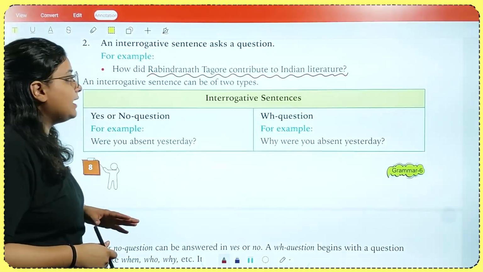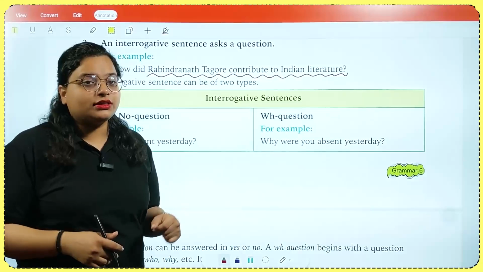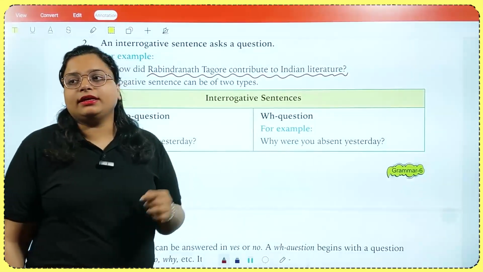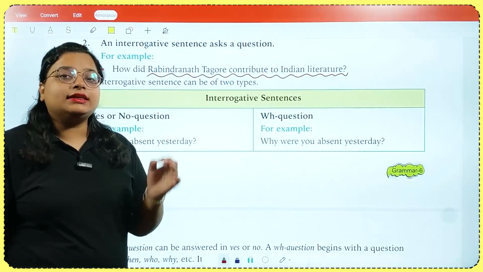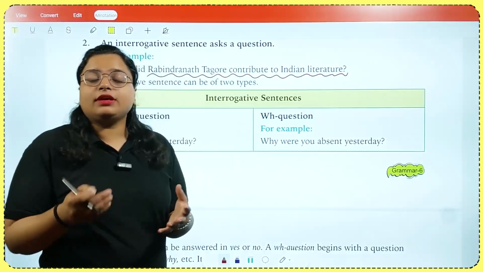Interrogative sentences can be of two types. अब interrogative sentences भी हमारे दो तरीके के होते हैं। कौन से? फर्स्ट होता है हमारे yes no question एंड सेकेंड होते हैं हमारे WH क्वेश्चन। अब जो हमारे yes no क्वेश्चन होते हैं, जब वो आपसे पूछे जाएंगे ना, तो आपको क्या पता चलेगा?